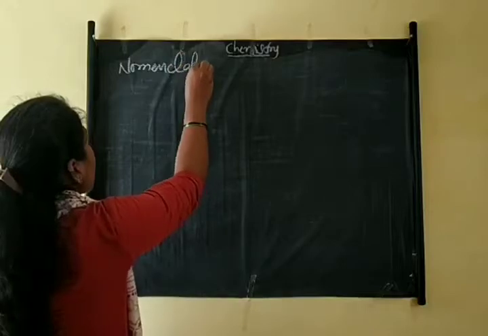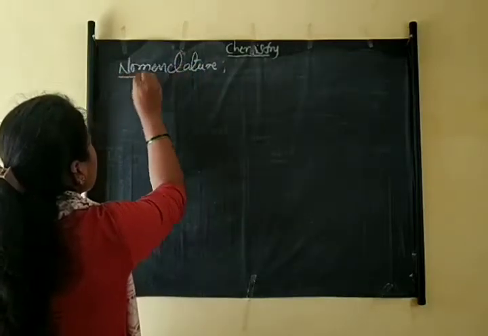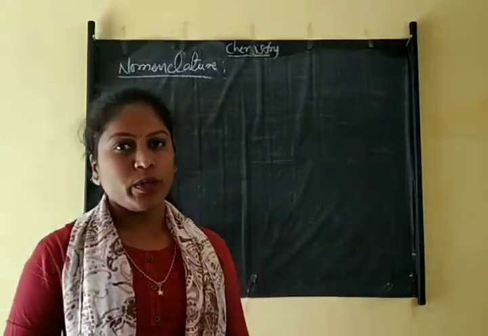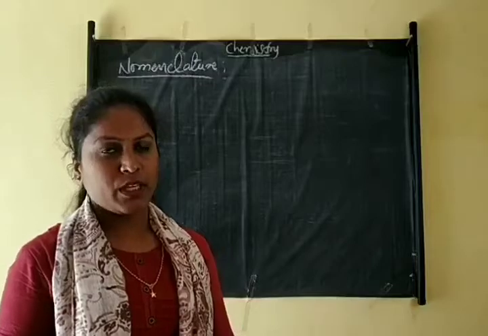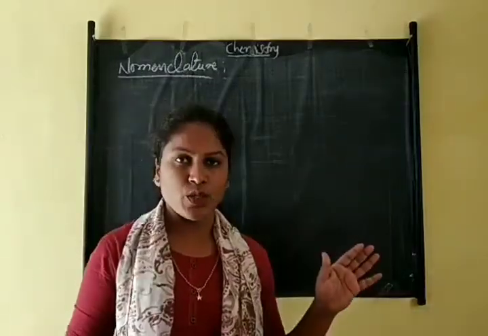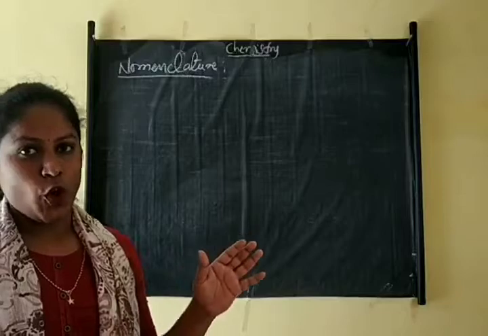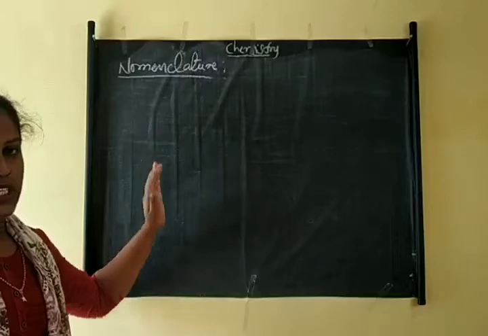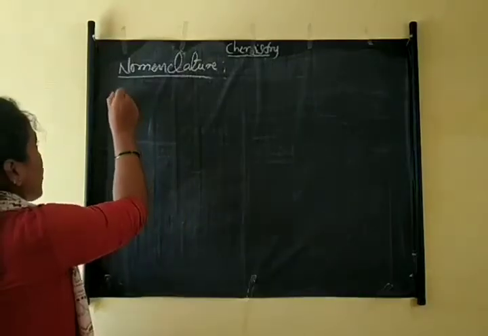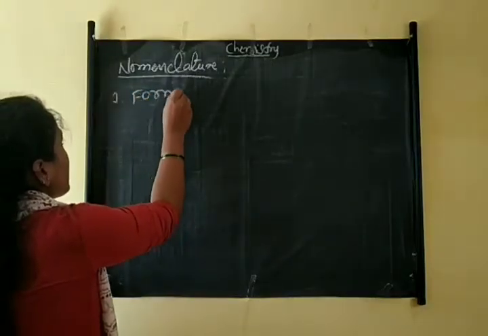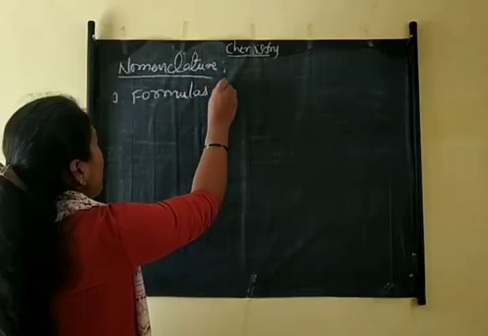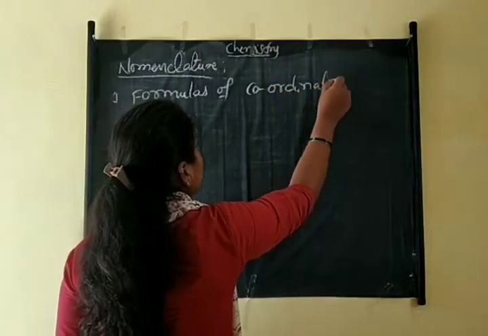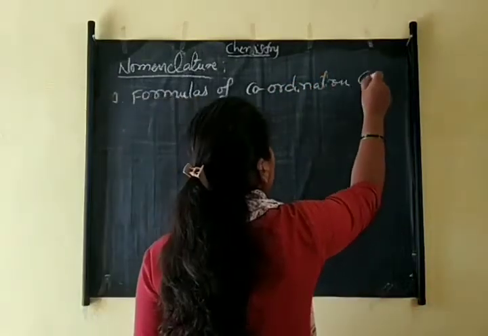Nomenclature. In chemistry, all the chemical reactions have a normal naming and also IUPAC naming. Like that, coordination compounds are also named using IUPAC nomenclature. To name these coordination compounds, you have to know some rules and regulations. So first, the formulas of coordination entities, coordination compound.